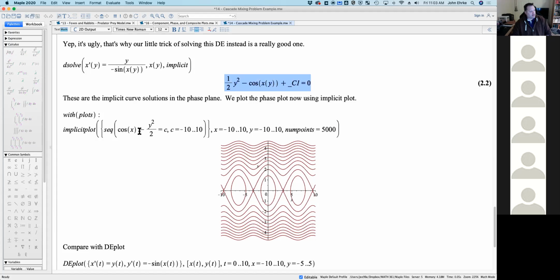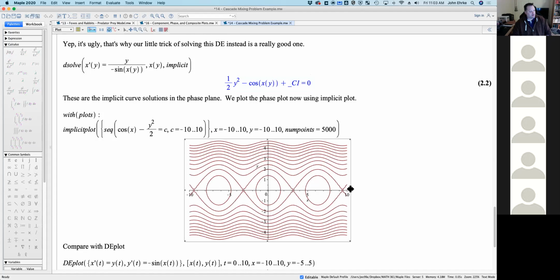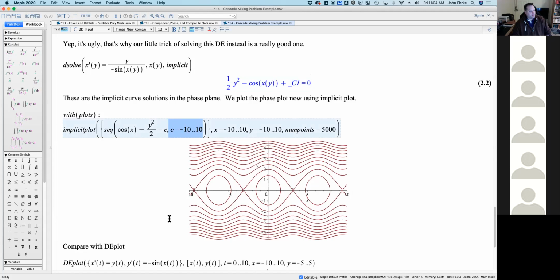And then I plotted those using implicit plot, because this is an implicit function. I plotted those for different values of c. And you can see here that this is what the solution looks like. These are all the different trajectories of a pendulum, a nonlinear pendulum under load. You can see here like this trajectory at 2.